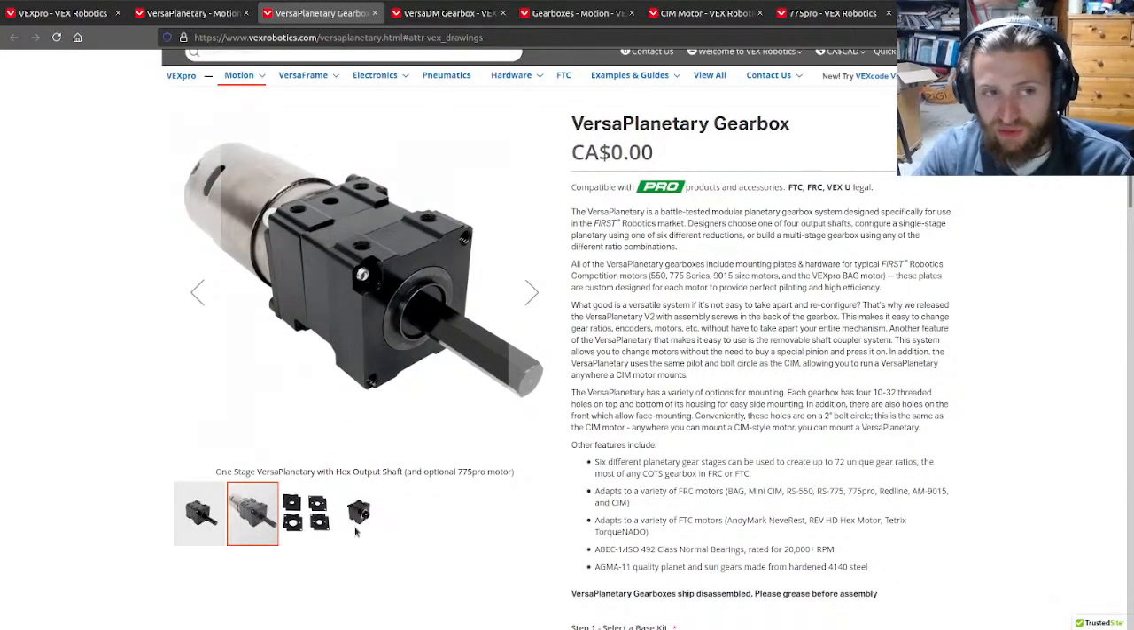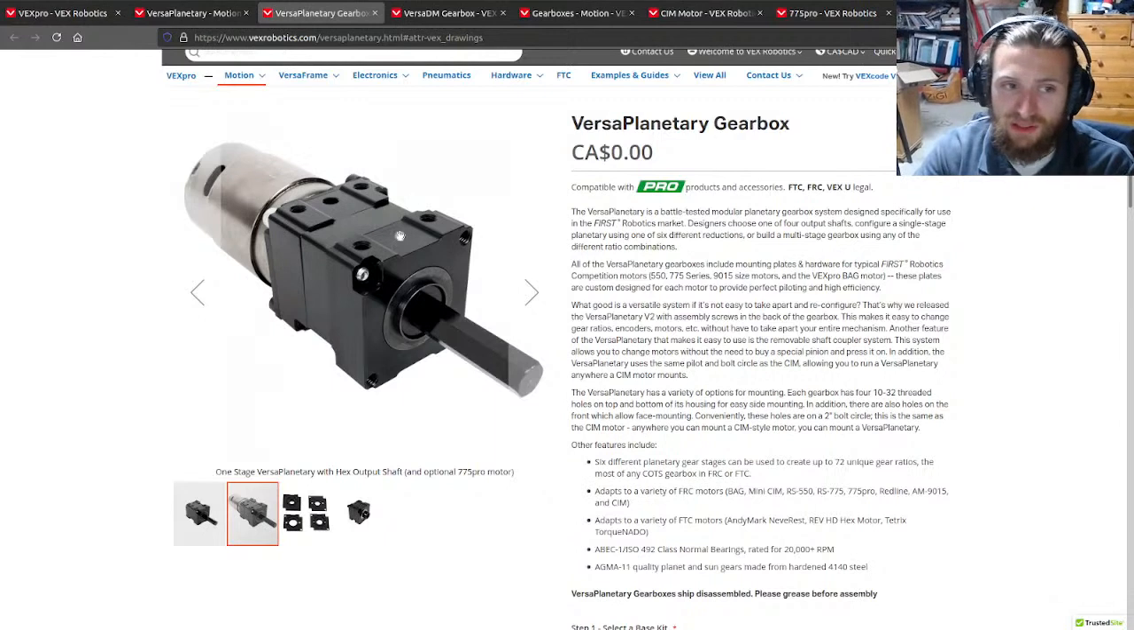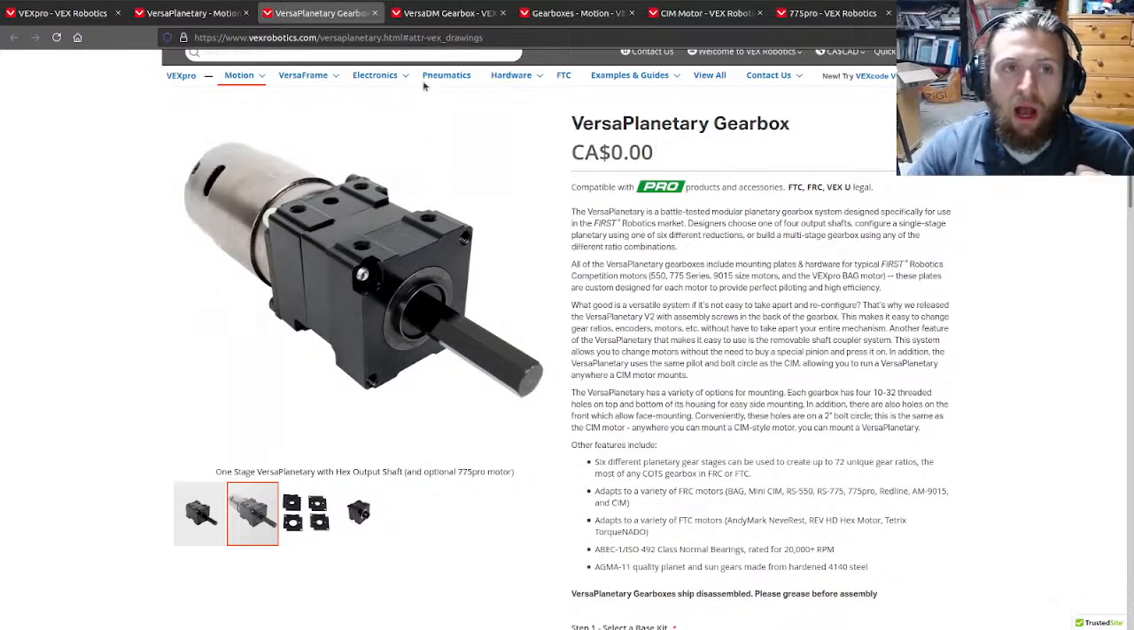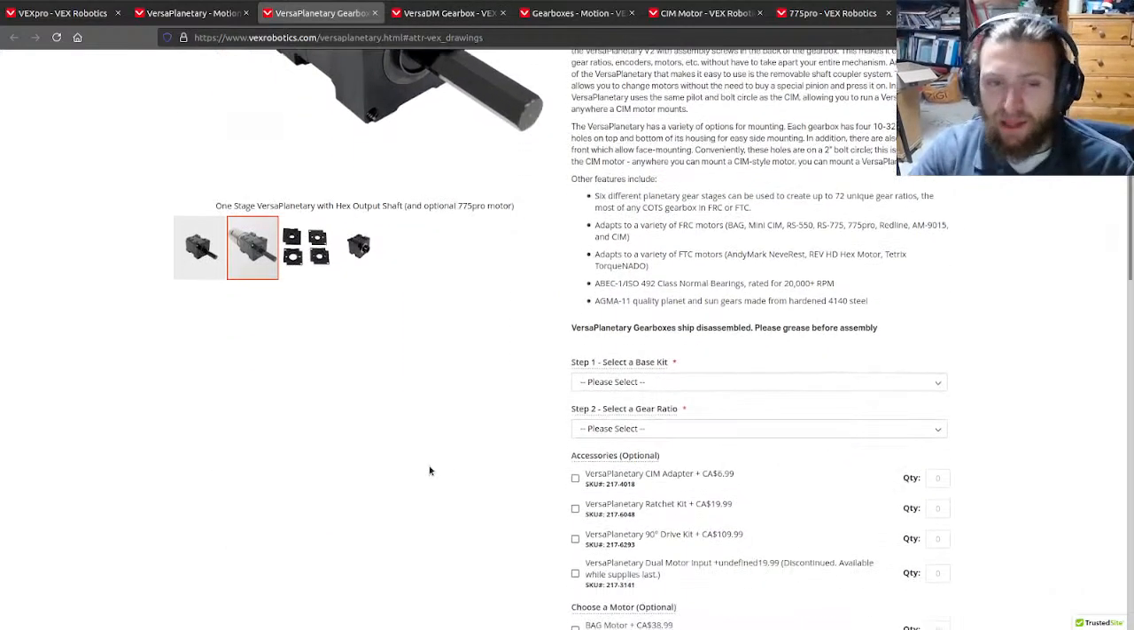We're actually going to end up using the two-stage version. This is a single stage. You can see there's only one guy in the middle here. The one we're going to use is actually going to have four parts: the back where the motor mounts, two internal stages, and then the output stage. Yeah, there's really not that much to it.